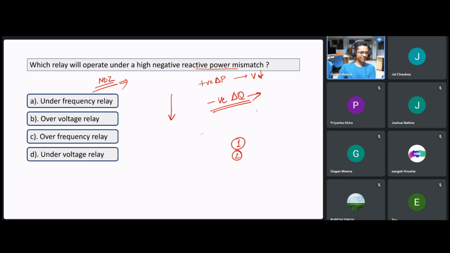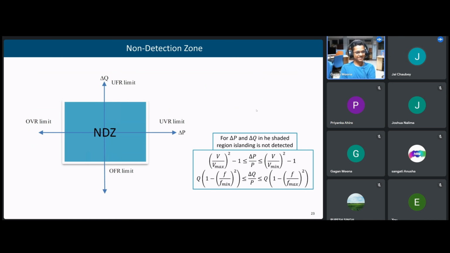Okay, so let us see the graph then. You can easily answer if you see the graph. Now can you answer after seeing this? So this is the NDZ. Right? This is a zone where the relay is not able to detect the islanding.